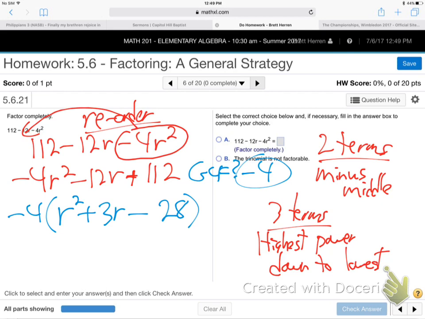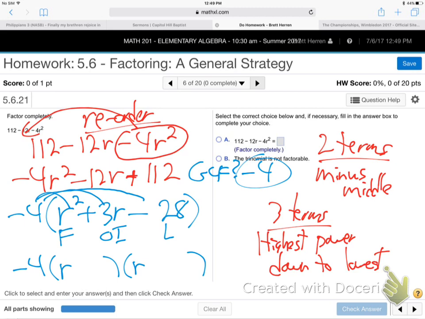Good so far? Right, you can double check, right? -4 times r squared, -4 times 3, minus times minus. Okay. Last step, FOIL, 3 terms. FOIL. R and R. All right, last times last is 28. What's that going to be? 7 times 4. Can I just jump to it?